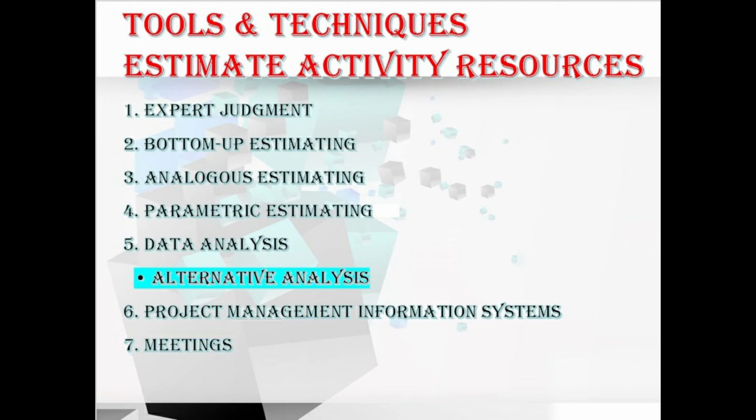Moving to the meetings. The project manager may hold the planning meetings with some different functional managers to estimate the resources needed per activity, level of effort, skill level of the team resources, and the quantity of the materials needed. So all this will be discussed in these meetings. Okay, hope you understood about all the tools and techniques of the estimate activity resources process. Let's move to the outputs.